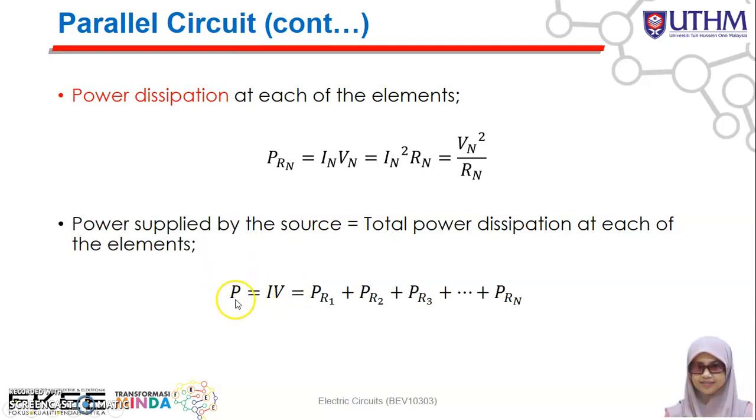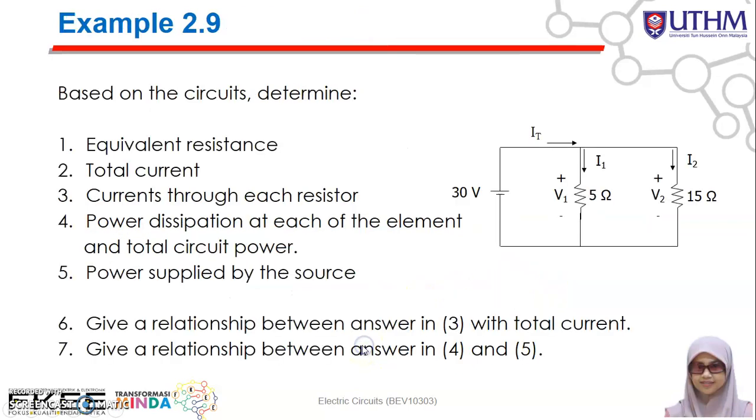P total is equal to I multiplied by V, where I is the current from your source and V is the source voltage. PR1 is the power dissipation at resistor 1, then the power dissipation at resistor 2, resistor 3, until Rn. Alright, so let's have a look at the following example.